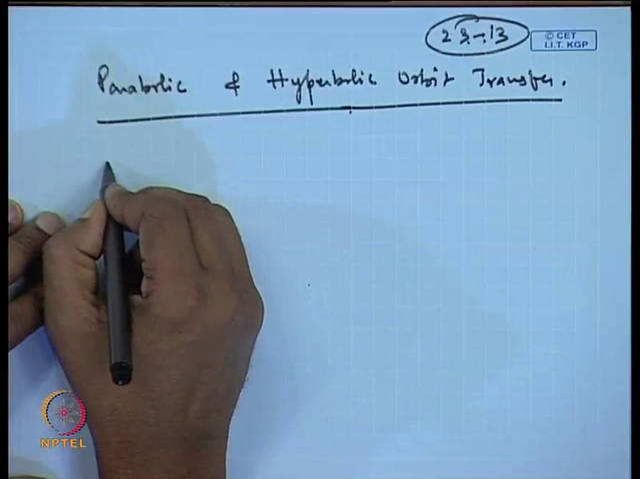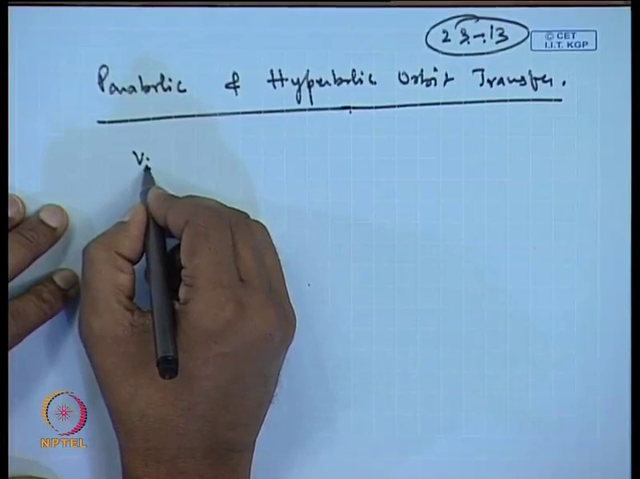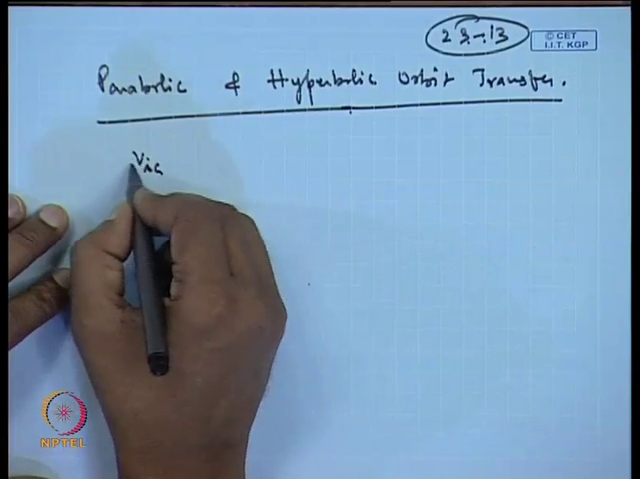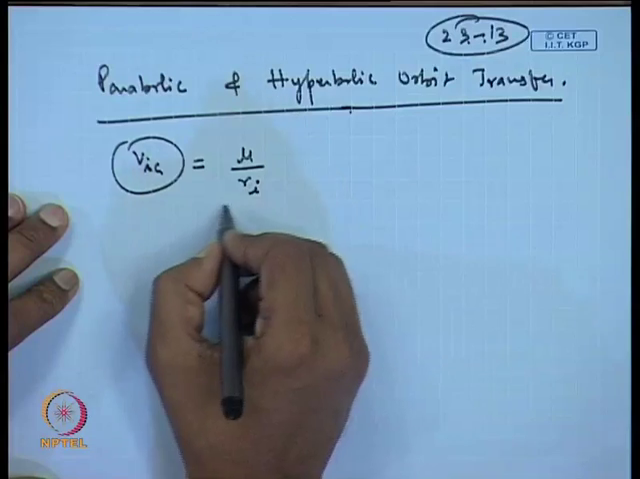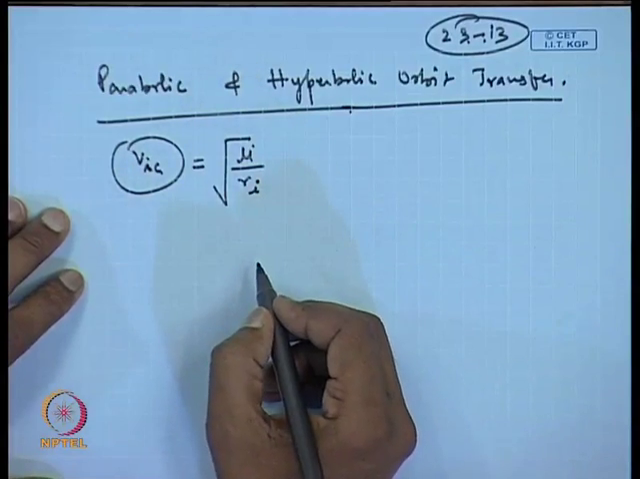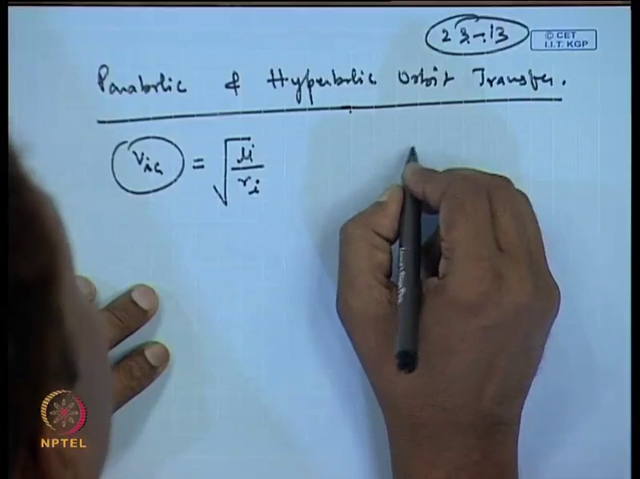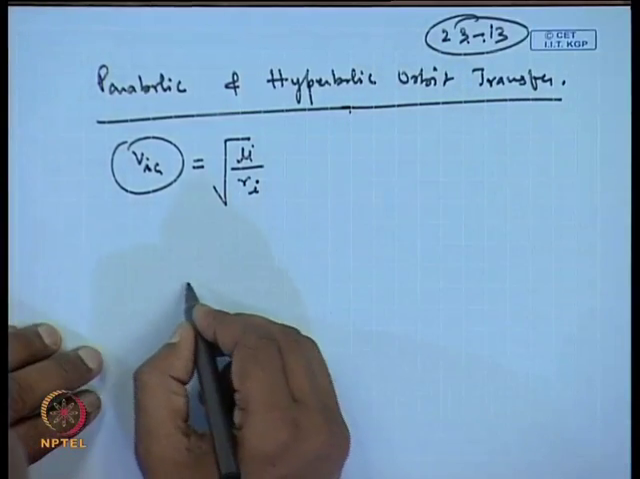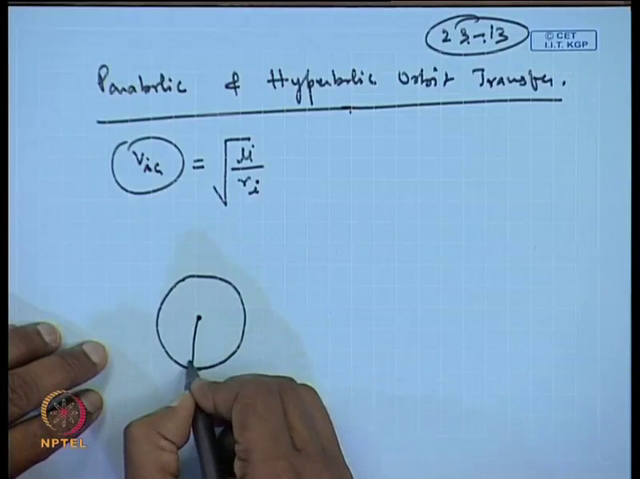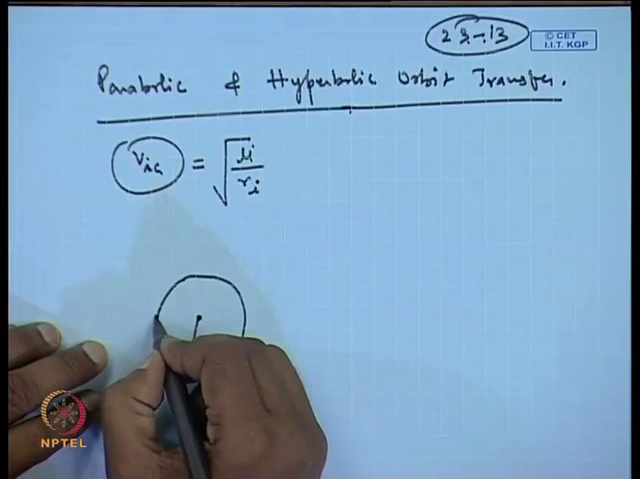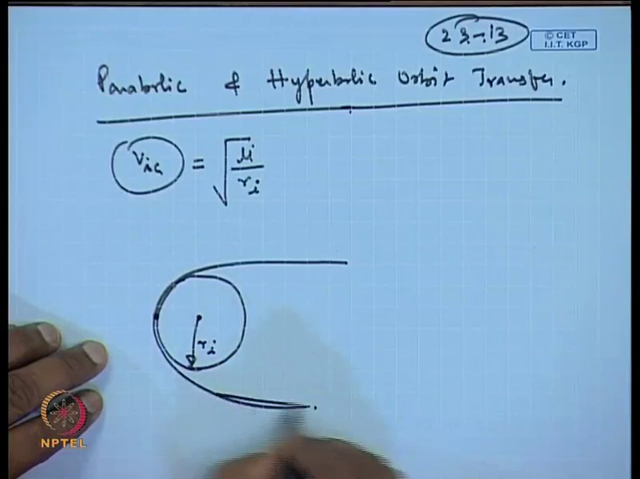So, say we have one circular orbit given in which the satellite is moving. Okay. So, V_IC will be equal to square root of mu by R_I. Now, if you need to put the satellite in a parabolic orbit, okay, so you have the circular orbit here whose radius is R_I, and you are throwing it in a certain parabolic orbit.